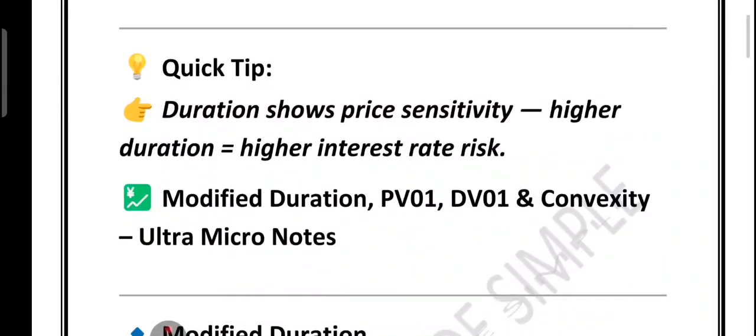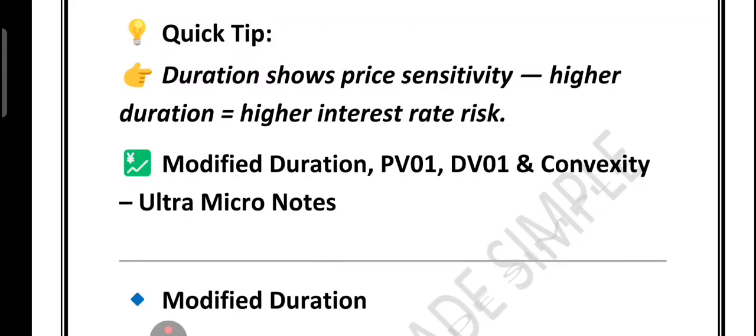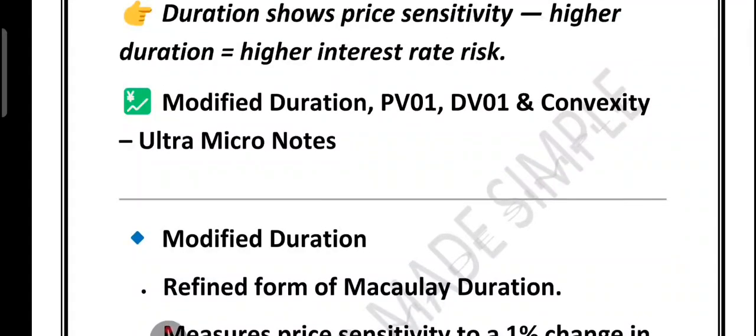Remember, duration shows the price sensitivity. Higher duration means higher interest rate risk. Now, till now we have been talking about the Macaulay duration.